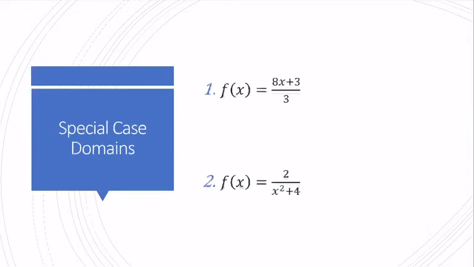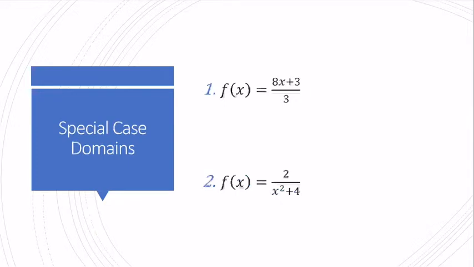Here are some special cases of our domains. Here I have f of x equals (8x plus 3) over 3. What's special about this is if I set my denominator equal to 0, I get a false statement, right? It's important for us to see that because my denominator can never equal 0, my domain is all real numbers. So it goes from negative infinity to positive infinity.